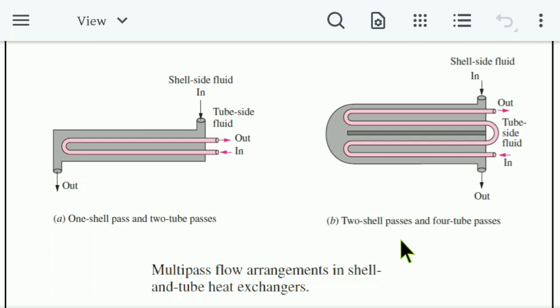This one is two shell passes and four tube passes. There are four tubes. Fluid flows from this and out from this. Tube side fluid, shell side fluid in, shell side fluid out. So this is multiple flow arrangements in shell and tube heat exchangers.